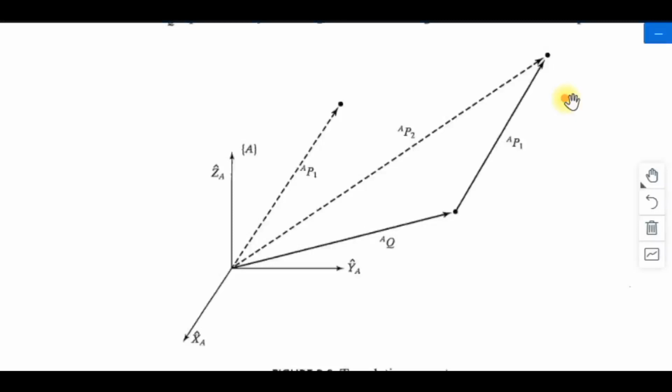Good, very good. That is vector addition. Because AQ and AP1 is a vector, as per the vector triangle rules, AP2 is AQ plus AP1. This is not simple addition, it is vector addition. So it follows the vector addition rules.